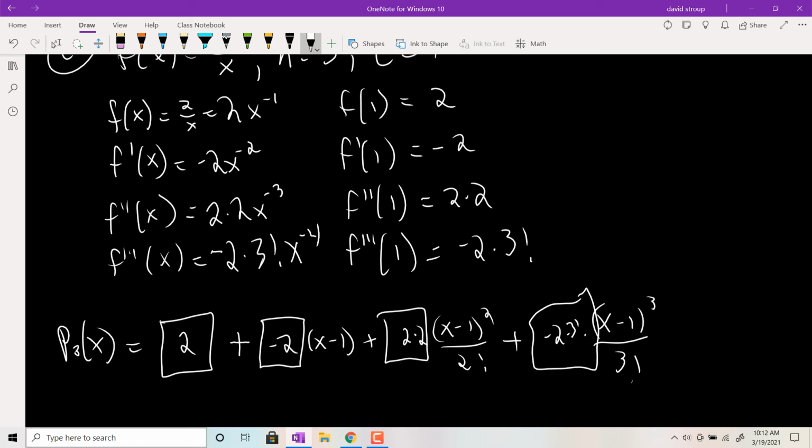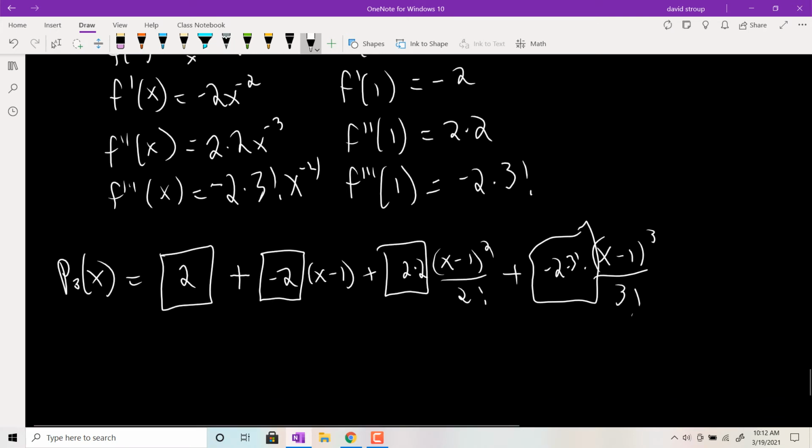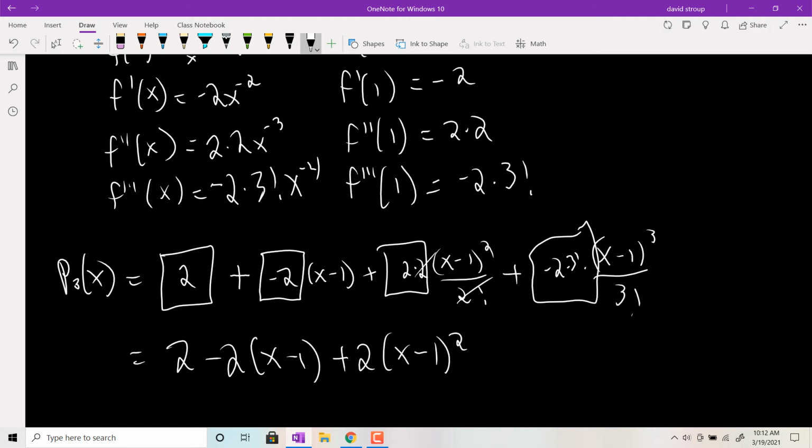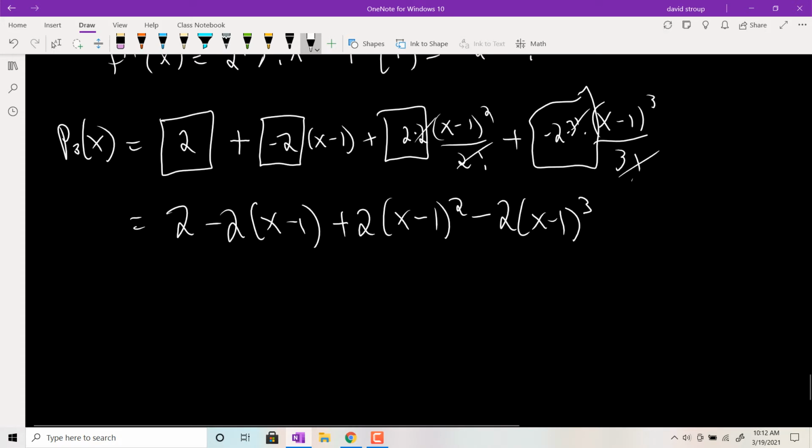Okay, with the factorials. So this will be 2 minus 2 times x minus 1. 2 factorial is just 2. Okay, so those will cancel. You get plus 2 times x minus 1 squared. And then minus, the 3 factorials will cancel. You get 2 times x minus 1 cubed. Okay.